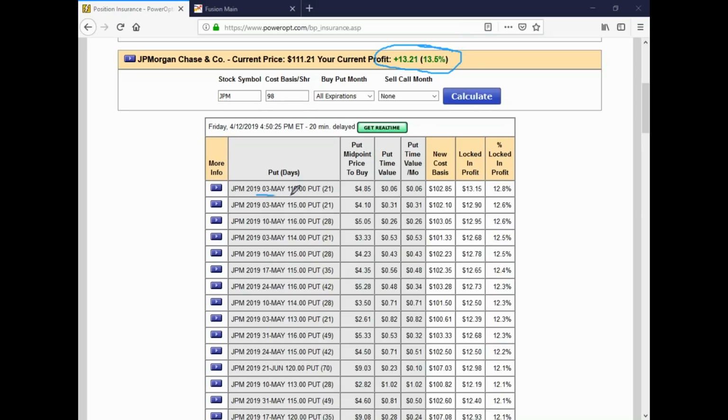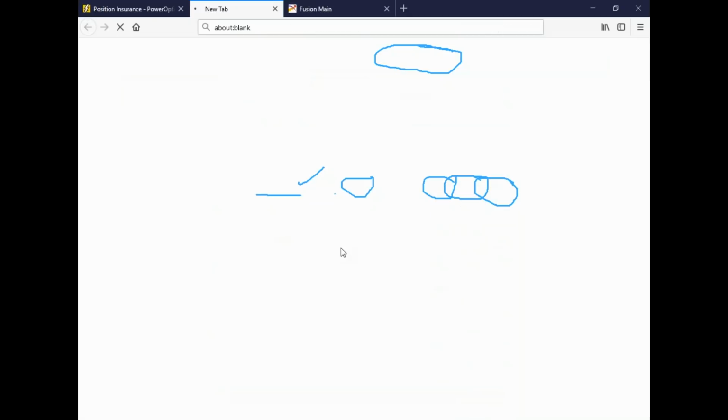Now again, if I could go out to May 3rd, buy the 116 put for 485, and my new cost basis would be 102.85. But I have a guaranteed exit at 116, which means I have a locked-in profit, a guaranteed profit of 13.15 and 12.8%. I'm in a bulletproof position. Only 21 days of profit.